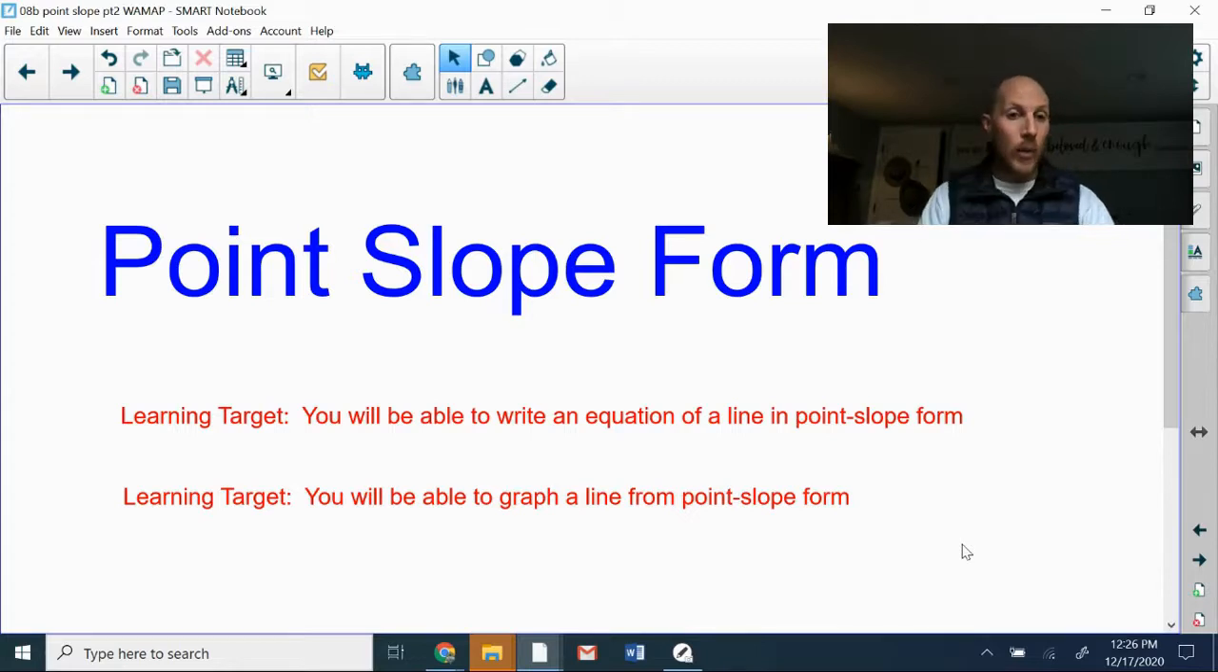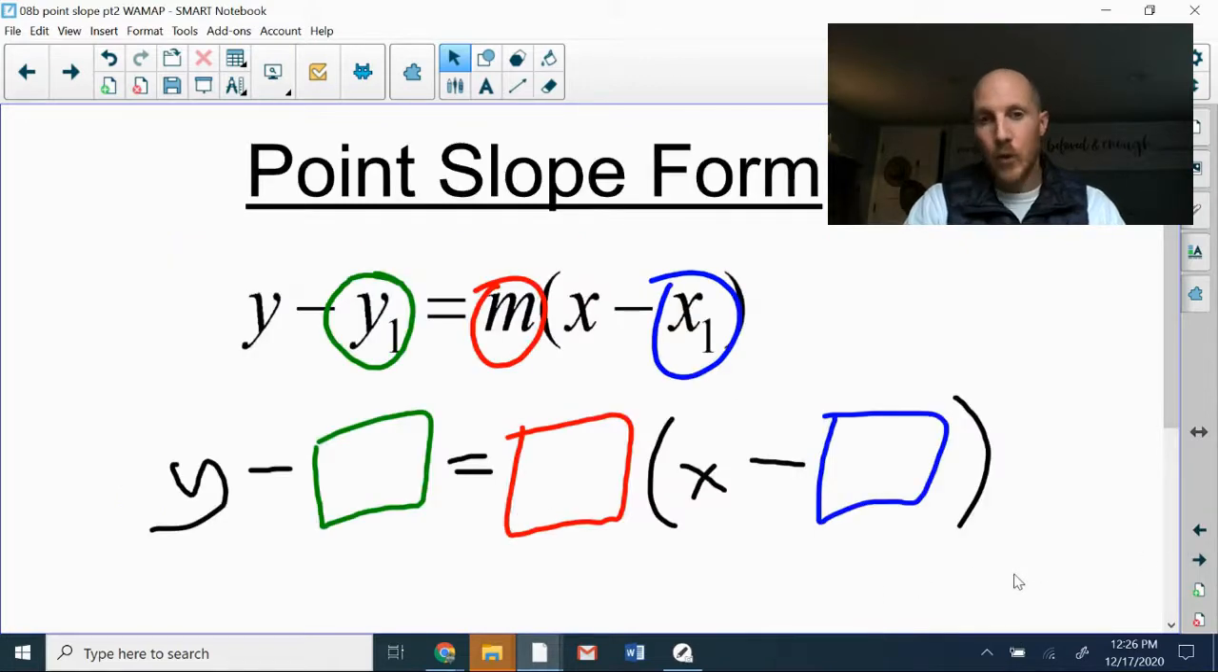So either way, for both of those two learning targets, we need to know what point slope form looks like and what the different pieces of information are in the different spots in the equation. So let's take a look at what we wrote down in our notes last time. Point slope form: y minus y1 equals m, in parentheses, x minus x1. And we need to put numbers into those three different colored spots. I used colored boxes to represent them.